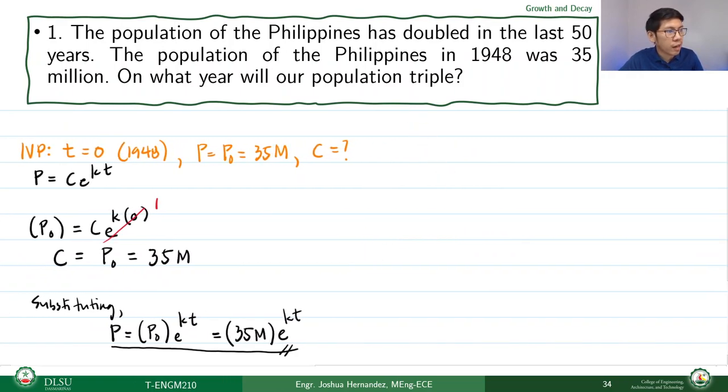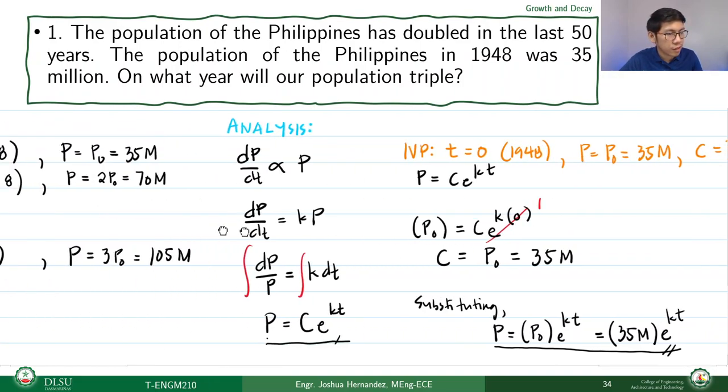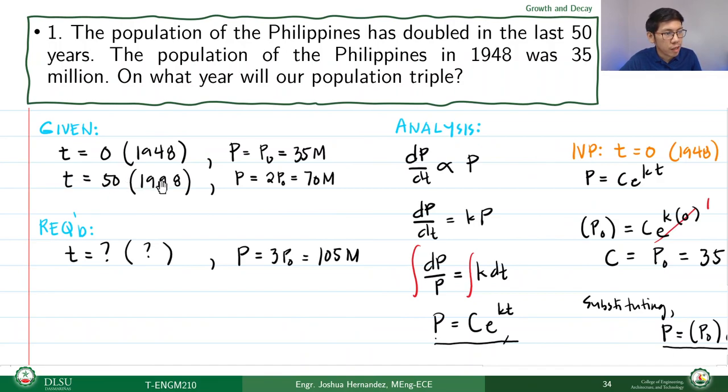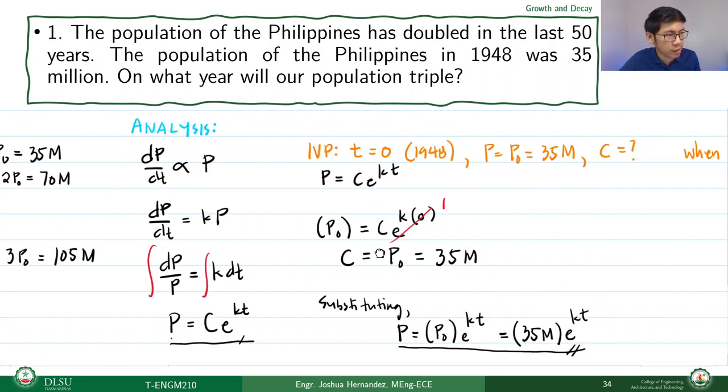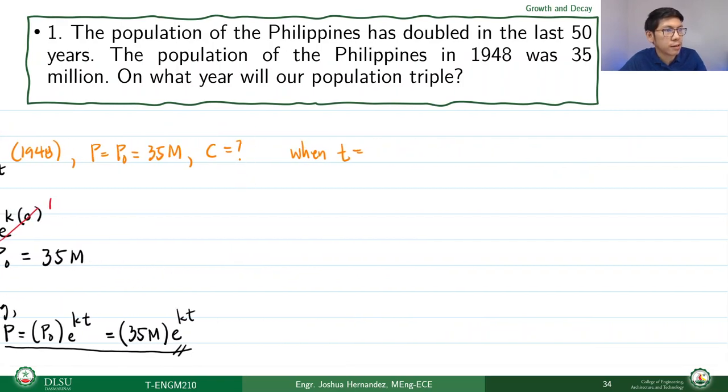And by using yung isang condition when T is equal to, ano yung ating isang condition? Ito. When T is equal to 50, nag-double daw yung population. So, when T is equal to 50, the population equals 2P naught. When T is equal to 50, the population doubled its initial population, and that is 70 million. We can now solve for k.